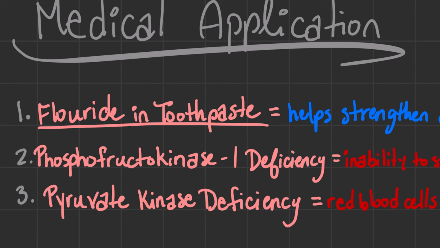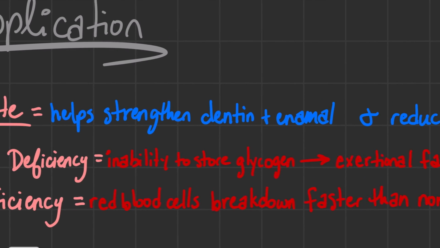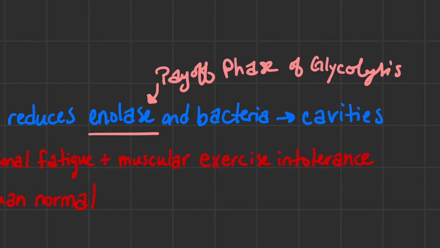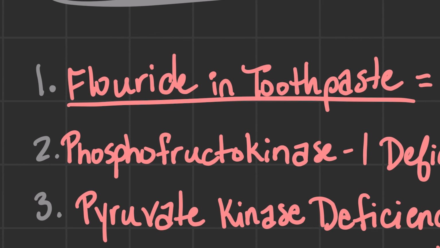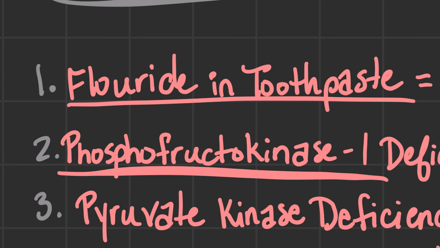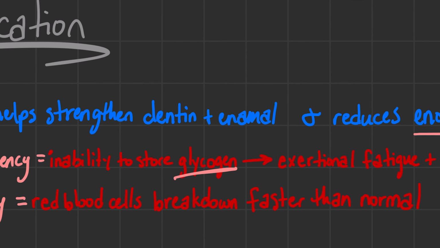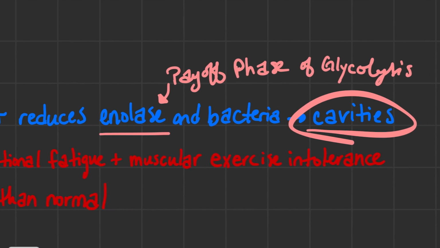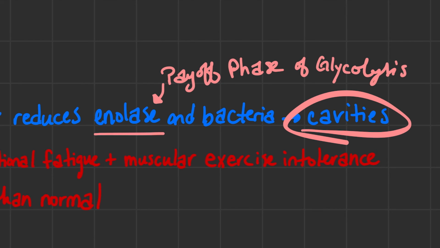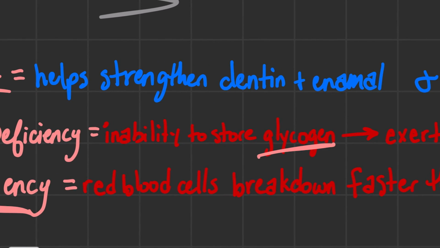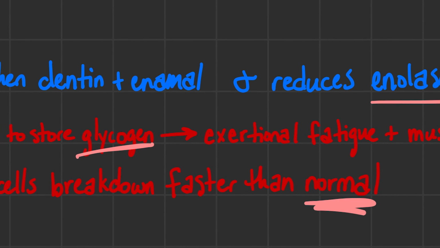Now here I just want to give you some medical application. I want to talk about fluoride in toothpaste. It helps strengthen dentin and enamel inside your teeth, but it also helps reduce the enolase, and it also inhibits bacteria from forming, you guessed it, cavities. So next, you have phosphofructokinase 1 deficiency. That's the most highly regulated enzyme in glycolysis. If this is deficient, that means you'll have an inability to store glycogen, which is awful because this leads to exertional fatigue and muscular exercise intolerance. All right, and for the final one, pyruvate kinase deficiency. If this is deficient, your red blood cells will break down much faster than normal, and that can pose an issue in receiving the amount of oxygen you'll need to survive.